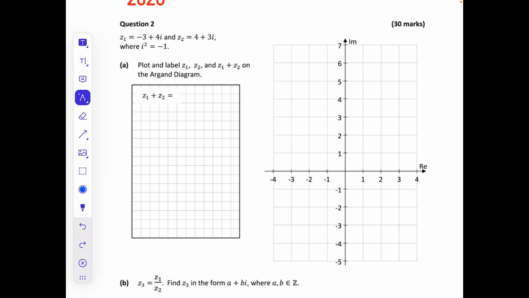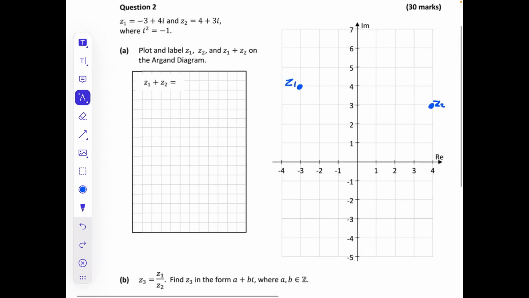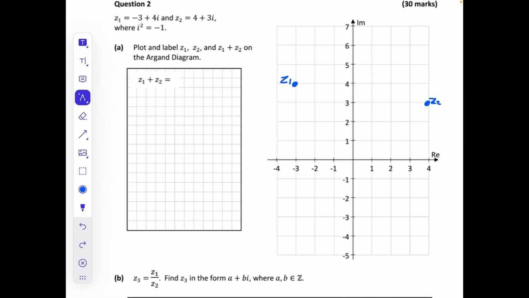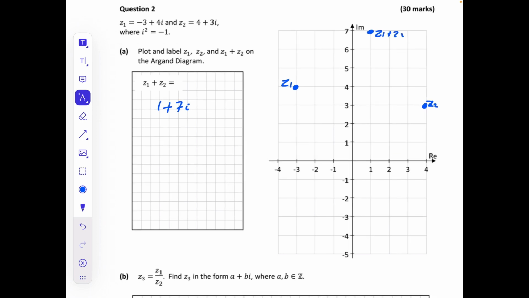So first I'll start with Z1 and Z2. So Z1 is minus 3 plus 4i. Making sure to label it as well to get my full marks. And Z2 is 4 plus 3i, which will be here. Okay, 4 and then plus 3 that way. Now, they also want us to find Z1 plus Z2. So first I'm going to add the real part. So minus 3 plus 4 will be 1. And then add the imaginaries, 1 plus 7i, which will be up here.